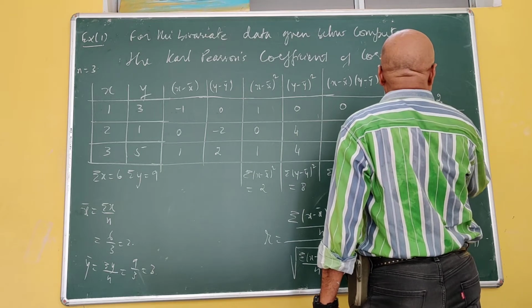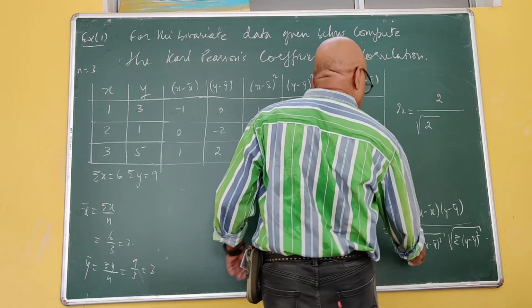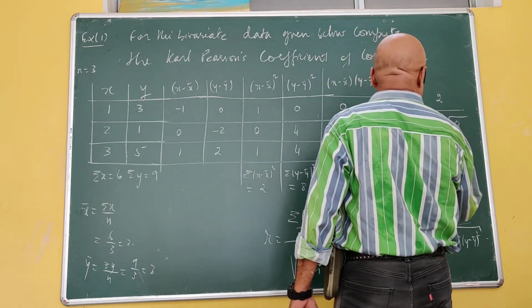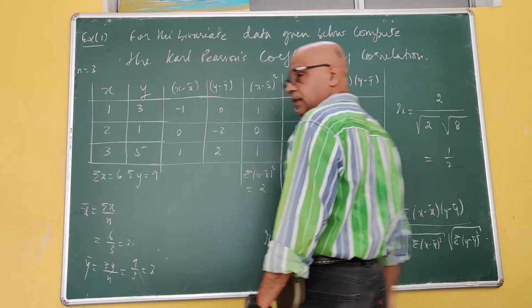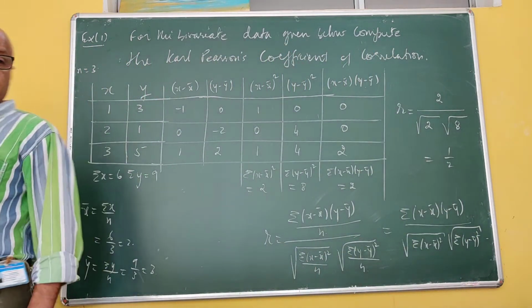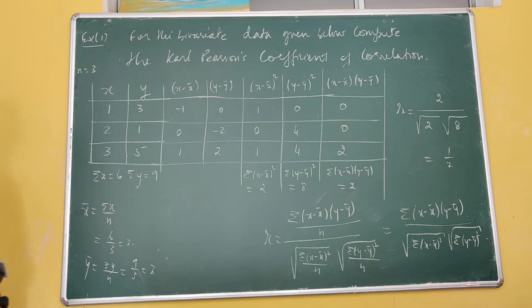a square root of 2 here, and you get a square root of 8 there. It's exactly 0.5. It's exactly the same value because the formulas look different, but they are exactly the same.